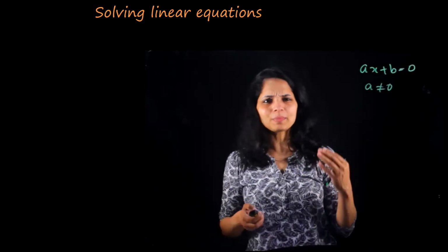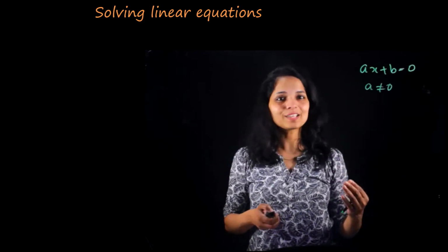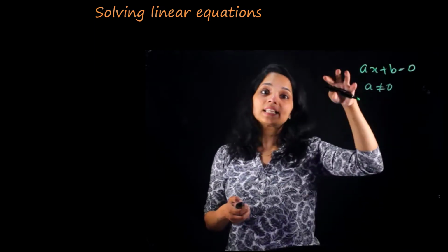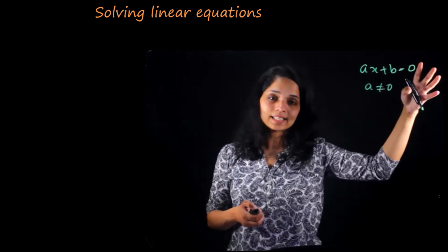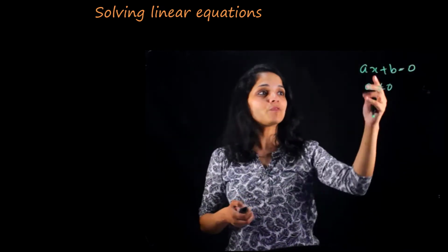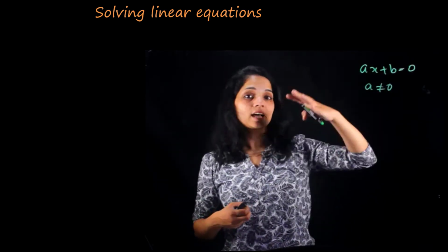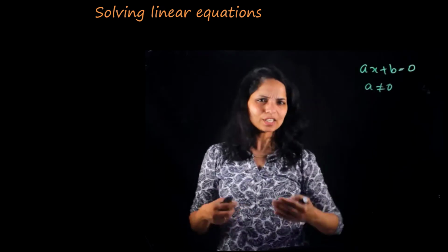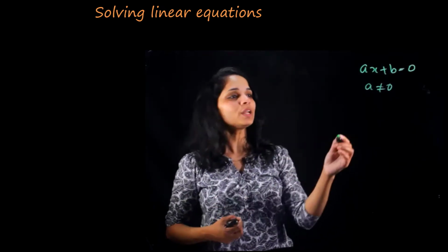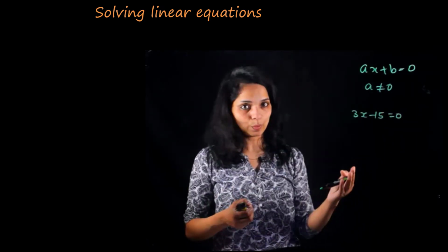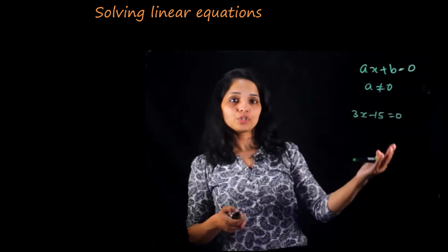First of all, what do you mean by solving an equation? Solving means you're finding the value of x for which the left hand side equals the right hand side. So if you put a value for x into this equation and it makes the left hand side and right hand side equal, that's the solution. Let's begin with a simple example: 3x minus 15 equals 0. This is a linear equation that you're going to solve.